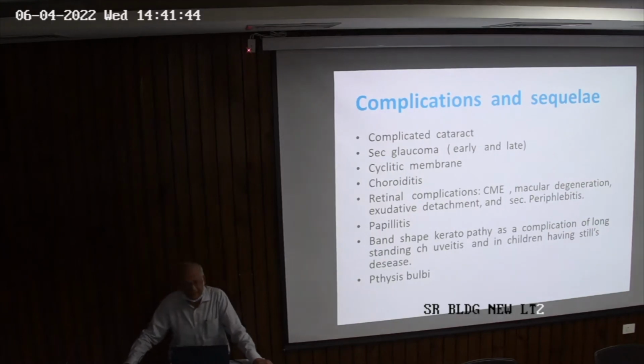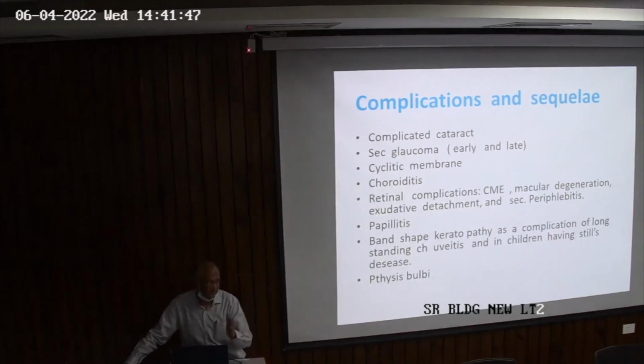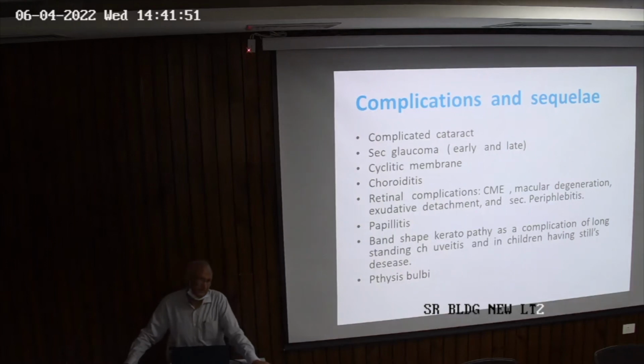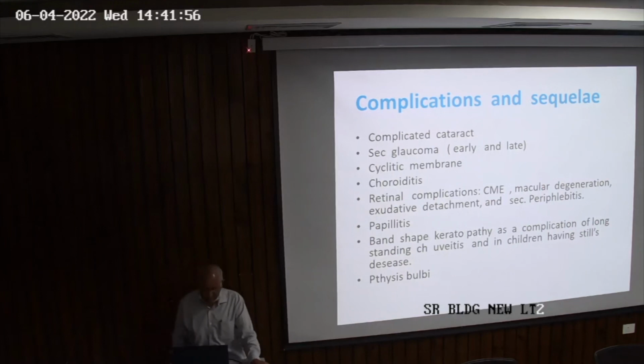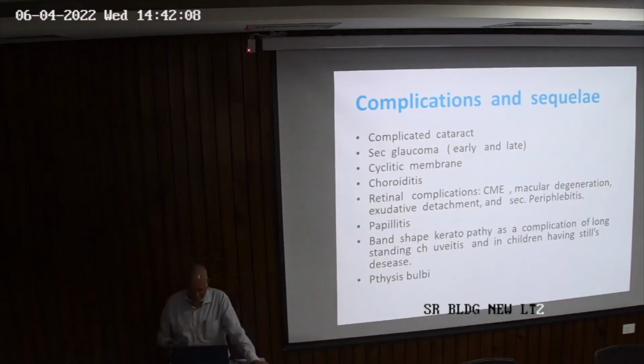The next time I will take the investigations, differential diagnosis, and treatment of uveitis. Then we will start another topic. Go through this topic: the anatomy and everything, the complications in sequence, what happens, what is occlusio pupillae, what is the exudative membrane, what is the plastic membrane, what is pars planitis, and go through all these things.